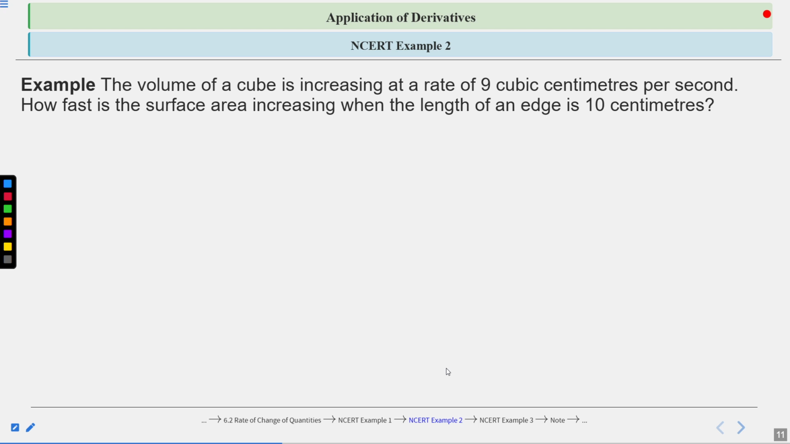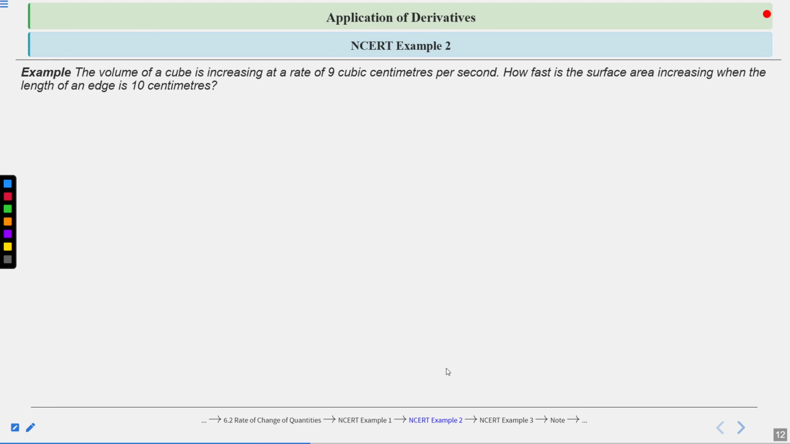So see, dV by dt is given, which is 9 centimeter cube per second. We need to find dS by dt. And the length of the edge is given, which is 10 centimeters. We need to find dS upon dt. The volume of a cube is increasing at a rate of 9 cubic centimeters per second, and we need to find how fast the surface area is increasing when the edge is 10 centimeters. So let's see the solution part.